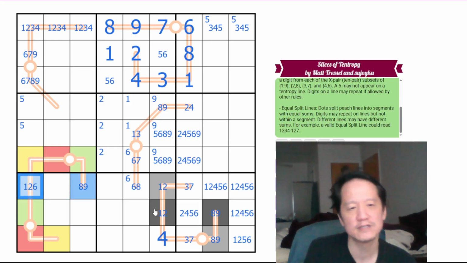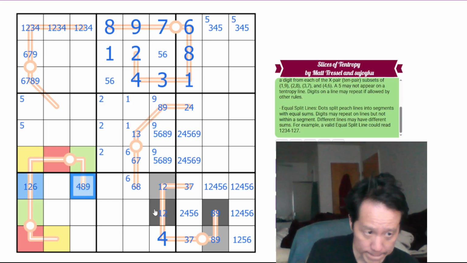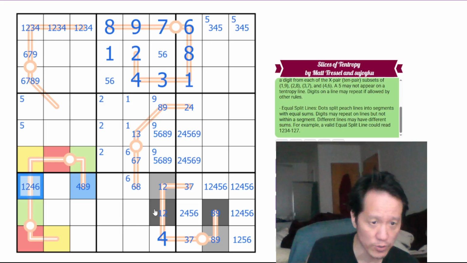But I think 6 could be here, right? If this is 6 and 4, you could have 1, 2, 3, 6, and then 4, 8 here. So yeah, that could work. So this is 4 and 6 here.